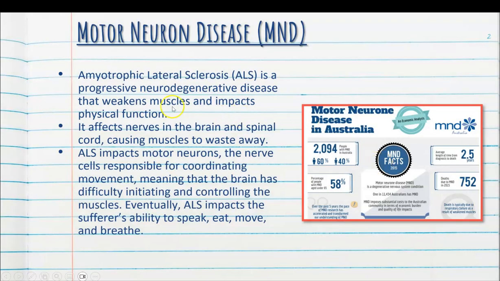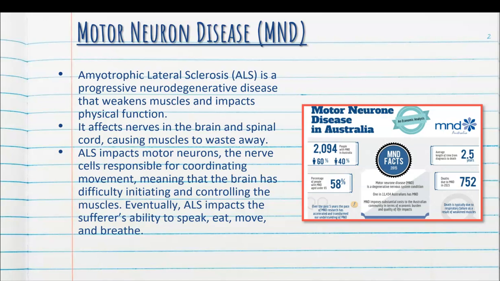Starting with amyotrophic lateral sclerosis, or ALS. So this is a progressive neurodegenerative disease that weakens the muscles and impacts physical function. So motor neuron disease, or MND, which you may have heard of, is one of the most common types of this. It's also referred to as Lou Gehrig's disease, if you've heard of that reference as well. So it affects the nerves in the brain and spinal cord, causing muscles to waste away.